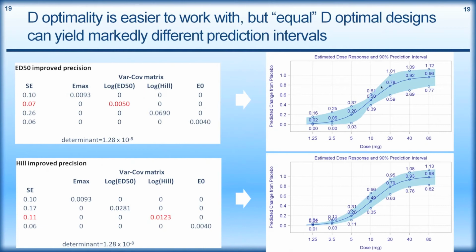Here it's quite tight around the ED50 because we have this high precision, but it's less precise over here, whereas over here we have a different looking curve. So just to mention, when we're working with D-optimality, it's very nice, but it's not really what we're interested in. I think V-optimality is much more important because it's talking about the size of the prediction variances here.